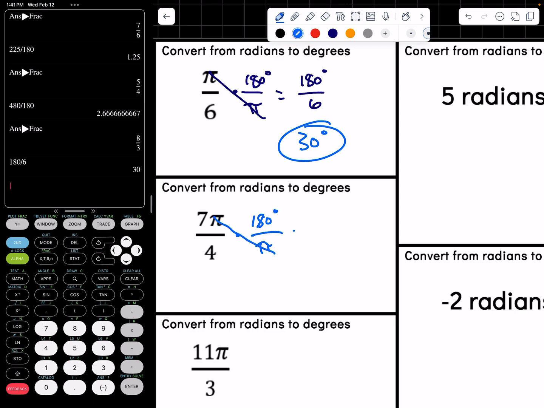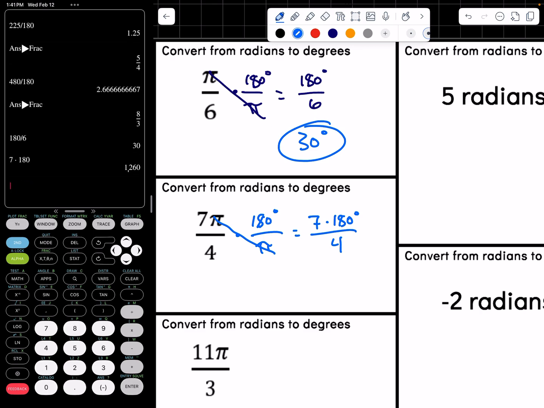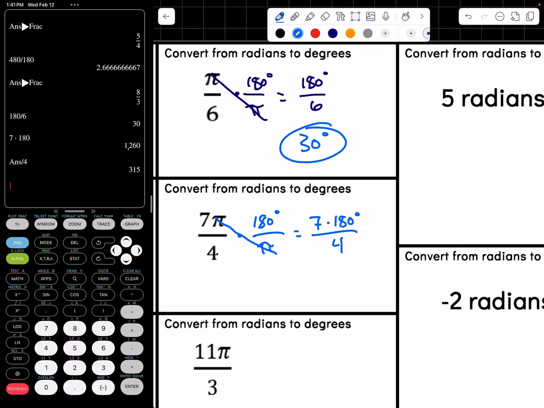We have 180 degrees over pi. Those pi's cancel. So we have 7 times 180 degrees over 4. 7 times 180, divide that by 4, is 315 degrees.